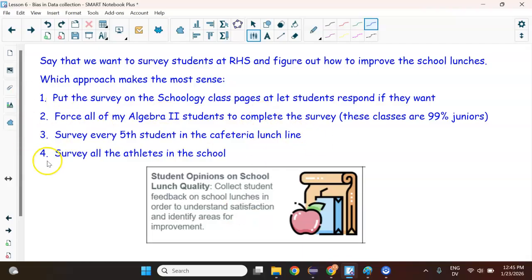So here's 4 options. I encourage you to pause the video and see which one you think makes the best sense, or makes the most sense, and why. So pause the video and come up with your answer.